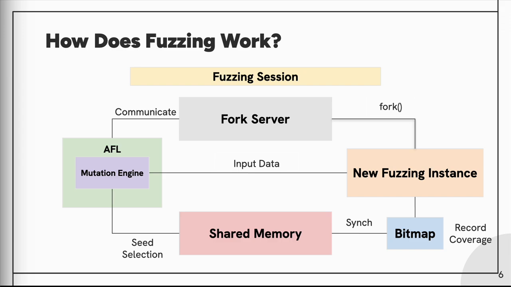AFL makes use of a fork server to coordinate different instances of fuzzing runs. So the most basic fuzzing setup is to just run a program in a loop with a system call fork duplicating a process and exec copying a specific program into that new process.